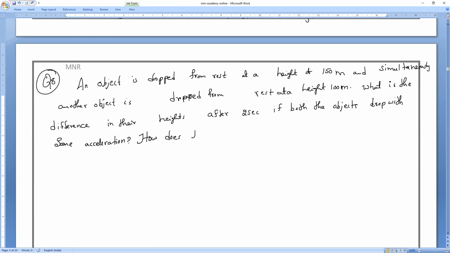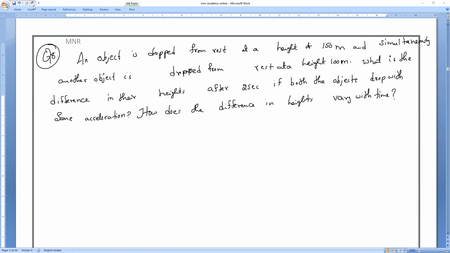How does the difference in heights vary with the time? So this is the question. Can anybody explain it? What they have given, what they are asking. Yes, please. One object is falling downward at a height of 150 meters.